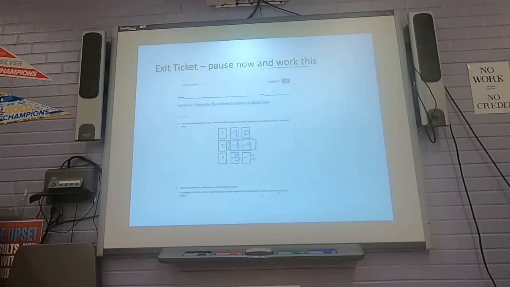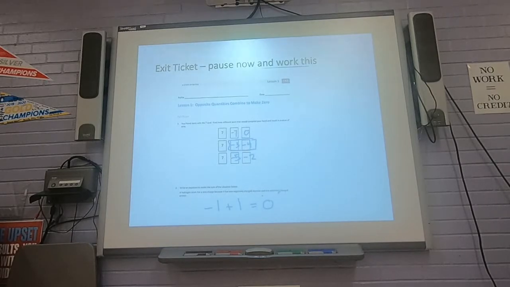All right, 2 says write an equation to model the sum of the situation below. A hydrogen atom has a 0 charge because it has one negatively charged electron and one positively charged proton. So one negative would be -1 plus one positive would be just 1. If you add them up, you have the charge of 0, which is what we're trying to get.